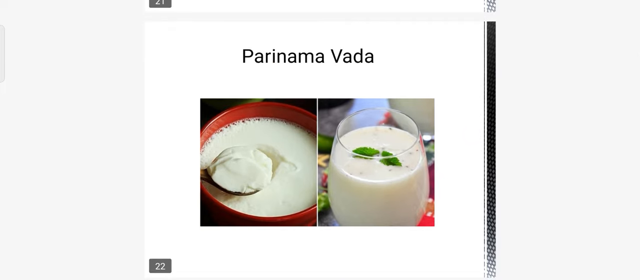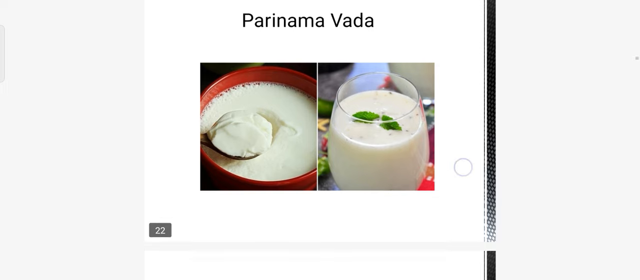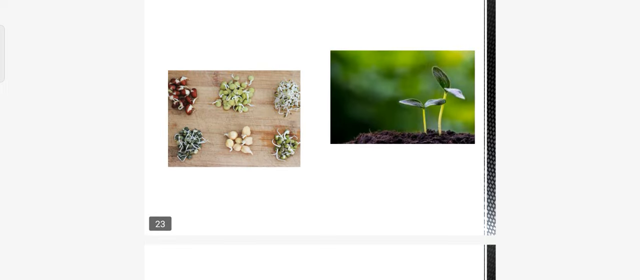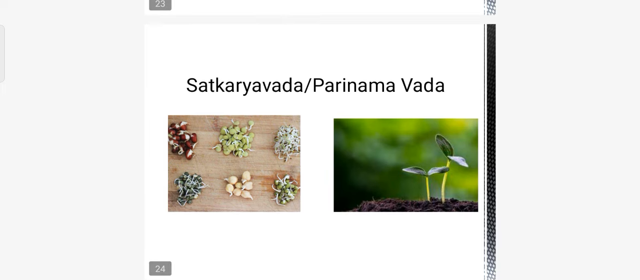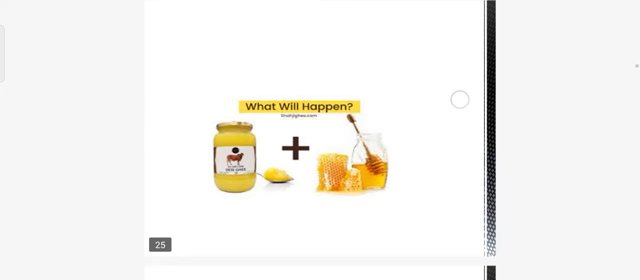So you can answer it as Parinama, because we try to bring the changes in the form, that is from the dadi to the takra. Moving on to the next one, the seeds have sprouted and been converted into small plants, which can be called Satkaryavada and Parinamavada. That's the change that has been obtained in them.